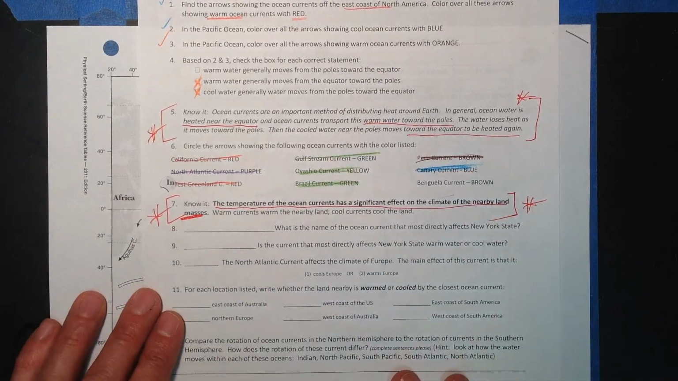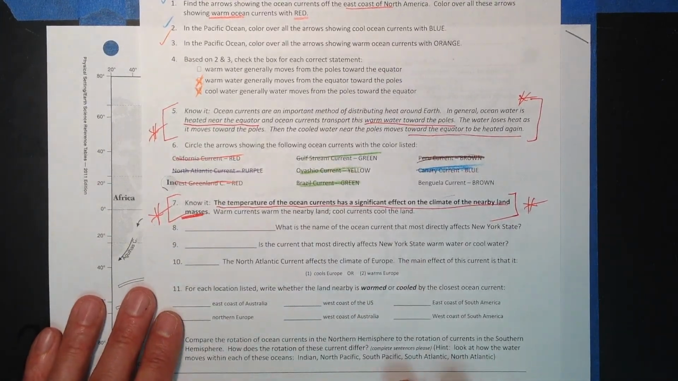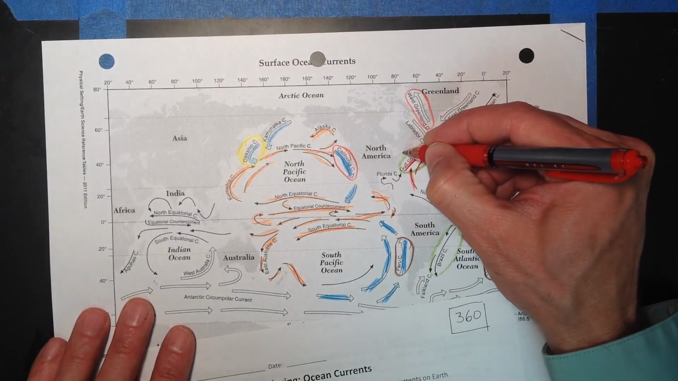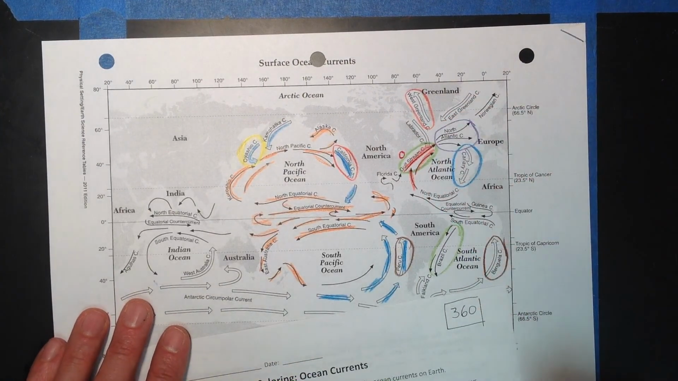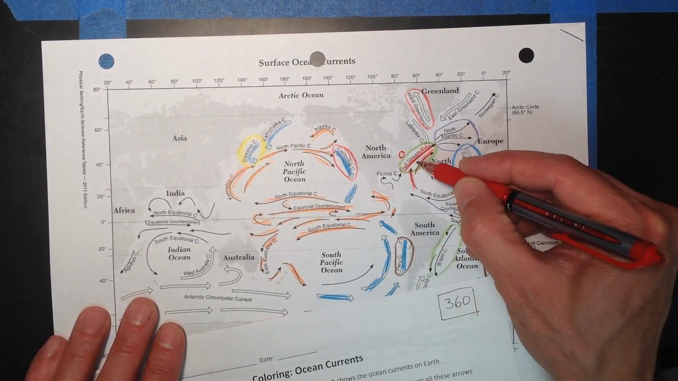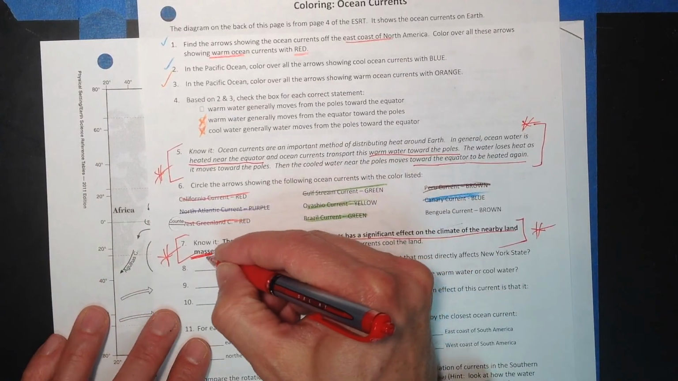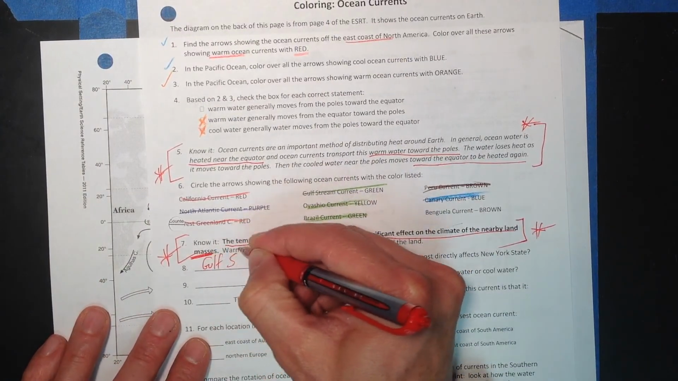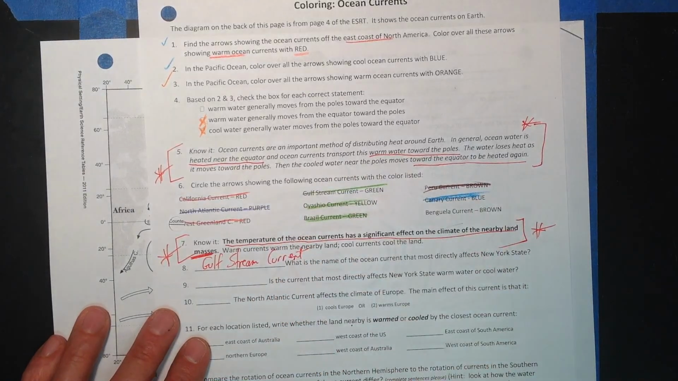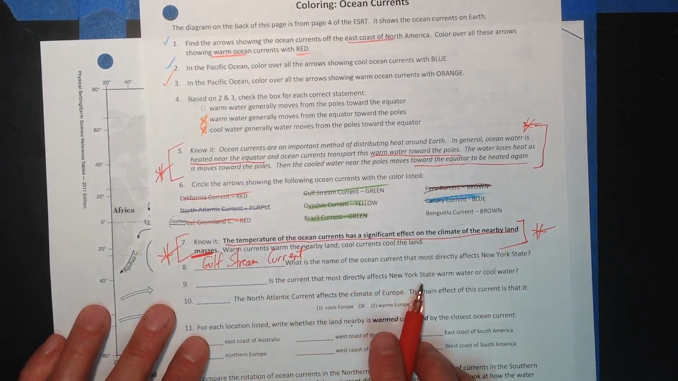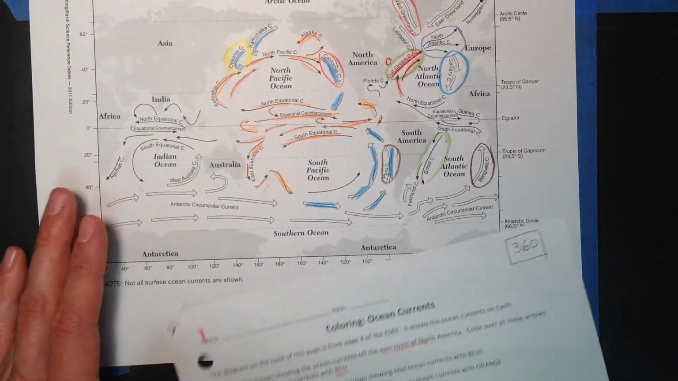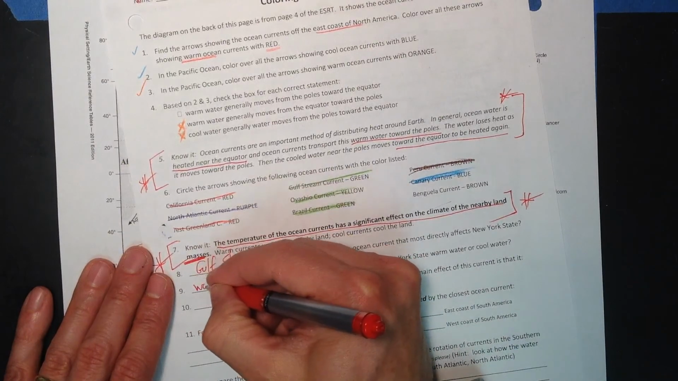What is the name of the ocean current that most directly affects New York State? Well, you got to know New York State is like right here. That's New York State right there. Most directly affects it. It is the Gulf Stream Current. Is the current that most directly affects New York State warm water or cool water? Well, looking at here, it is a black color. It is a warm water current.